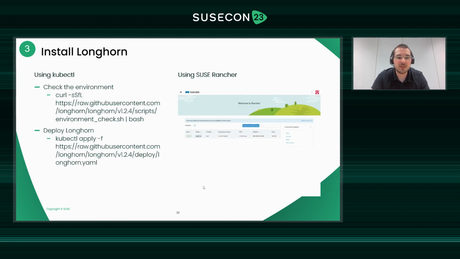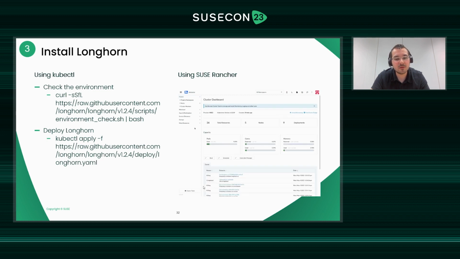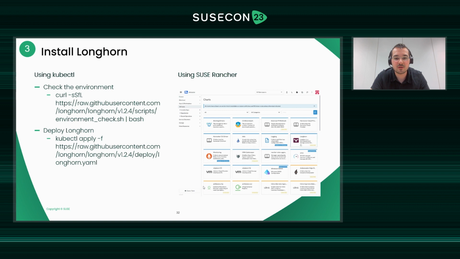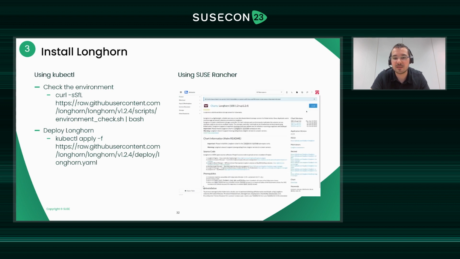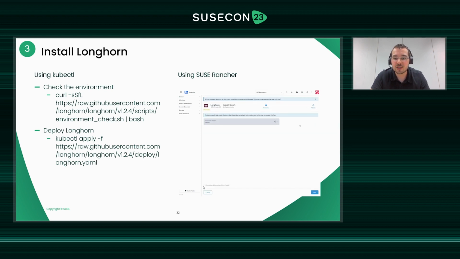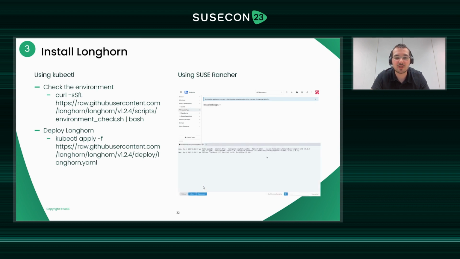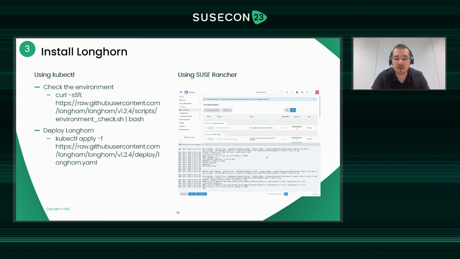Next step would be to install Longhorn. The easiest option is, like shown in the video on the right-hand side, to go to the marketplace in your Rancher instance and just select Longhorn, install, and then configure it as needed. For most installations, you probably just take the default installation. It will run through, and then you have your Longhorn deployed.